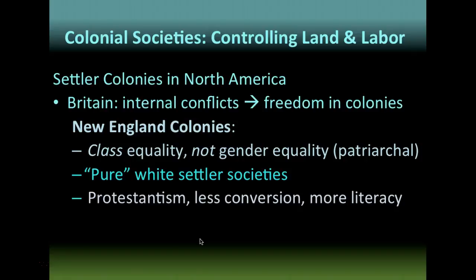These white settler societies are also considered purely white because they do not mix with the indigenous population. Part of that is because the men from Britain arrive with their families, with their women, and there's not a need for mixing of other races or with the other people in North America. So they are considered purely white.